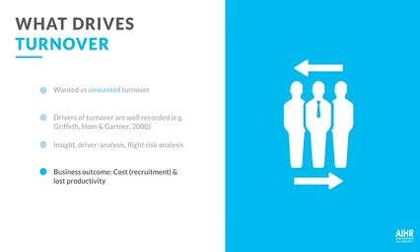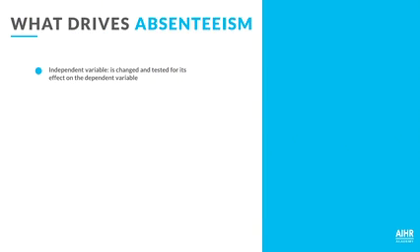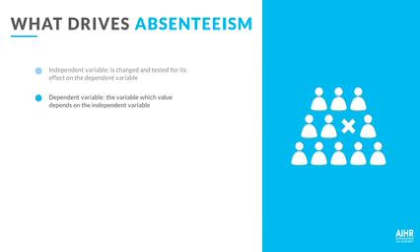Now let's go to the second problem. We're losing money because of high absence. Absenteeism is often well recorded and often categorized in short, mid and long-term absenteeism. For example, when someone has a burnout and is absent for a few months, that's long-term absenteeism. And depending on the country and on local regulation, these terms may or may not be predefined.